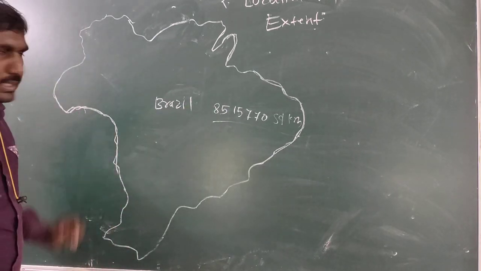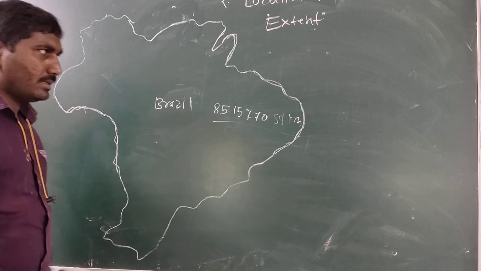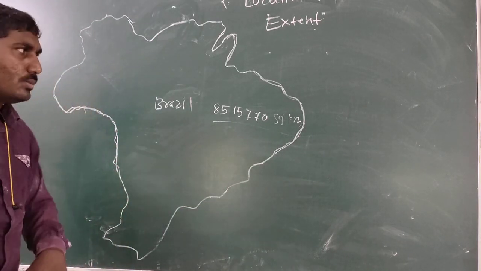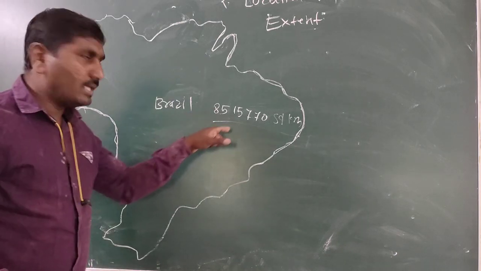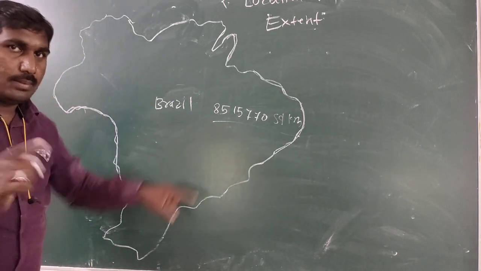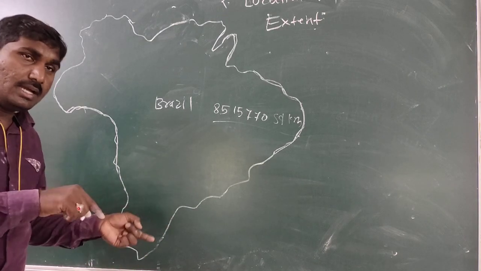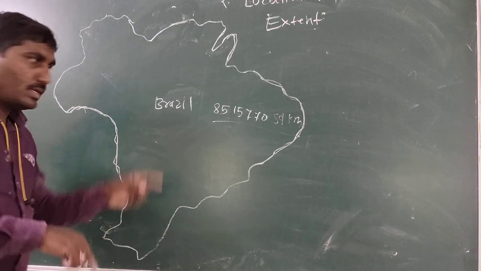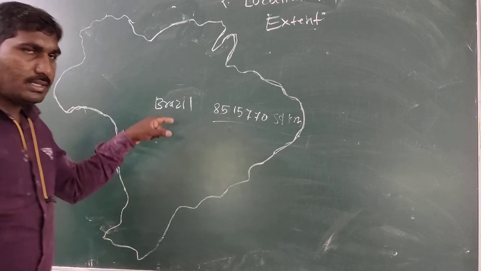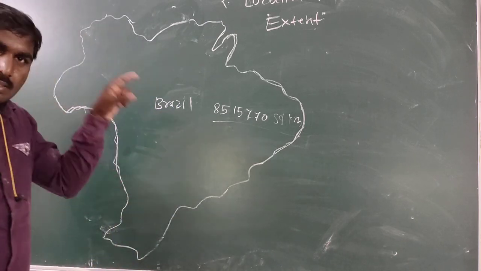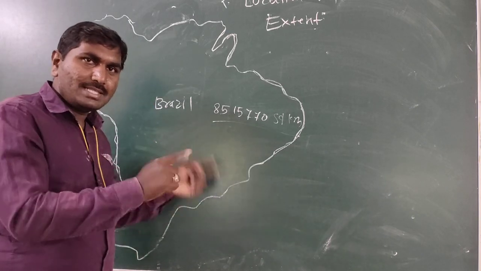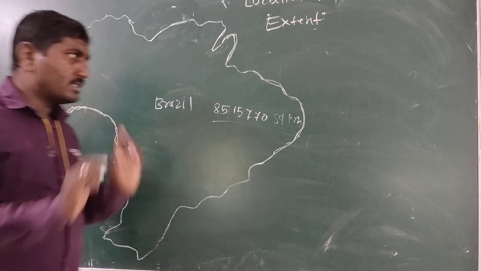When we think about the density of population of Brazil, India's density was 382 persons in 1 square kilometer. But here in Brazil we can see the area is more, but compared to that area the population is less. In India we have the inverse proportion: less area and more population. But Brazil has more area and less population. Opposite points we can see about India and Brazil.